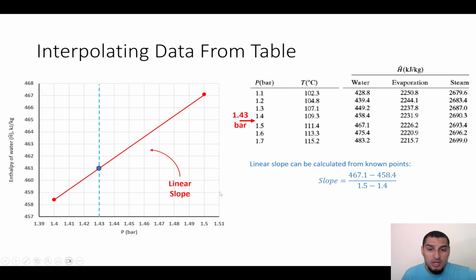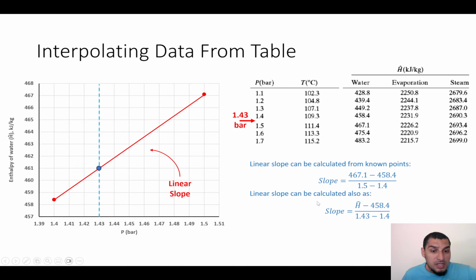So this is the slope: 467.1 minus 458.4 divided by 1.5 minus 1.4. This slope is valid for any 2 points on this straight line. So we can calculate the slope using this point and this point. It's going to be the enthalpy that I don't know, minus 458.4 over 1.43 minus 1.4.